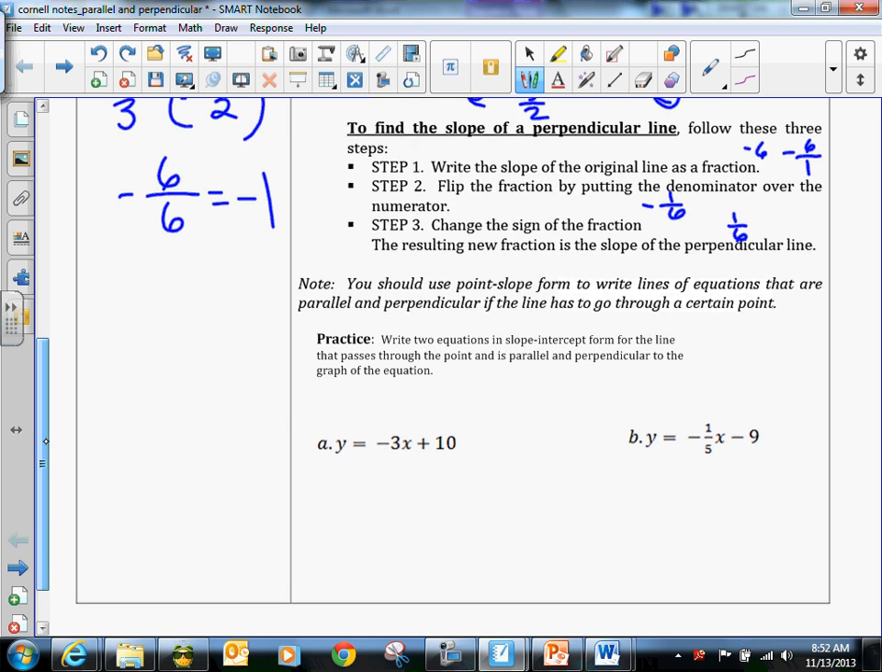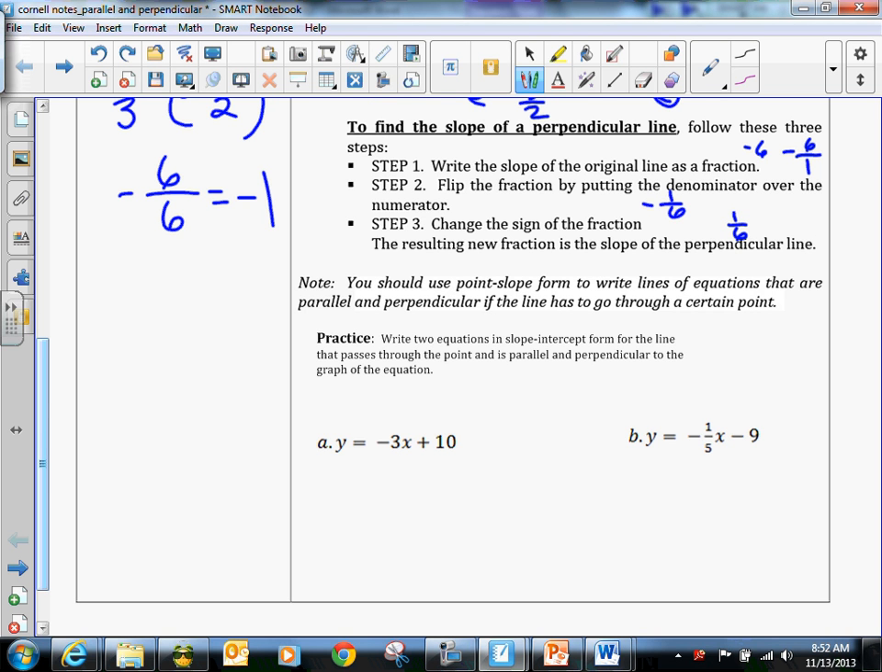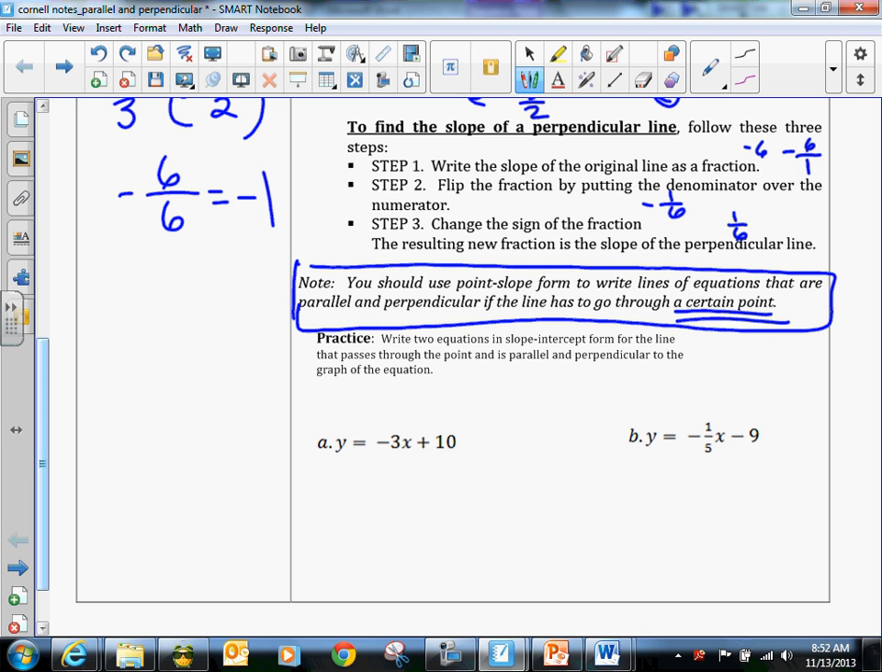So what you should do is you should use point-slope form to write equations of lines that are parallel and perpendicular if the line has to go through a certain point. And we definitely are going to use this rule on the second half of our notes. But here all we're doing is we're saying write two equations in slope-intercept form for the line that passes through the point and is parallel or perpendicular to the graph of the line.